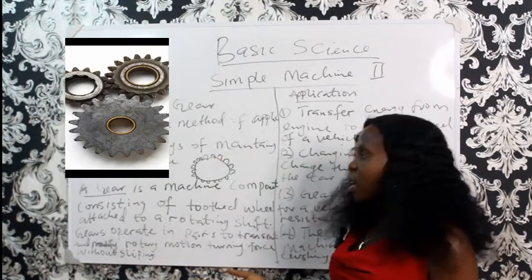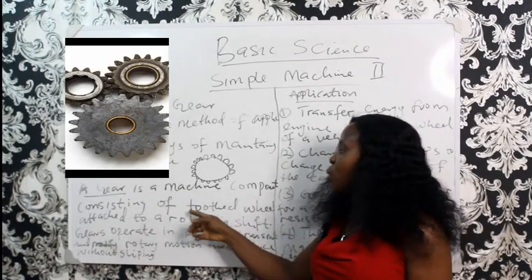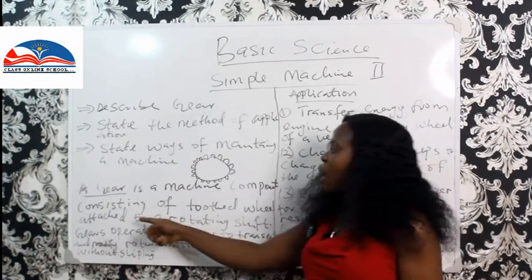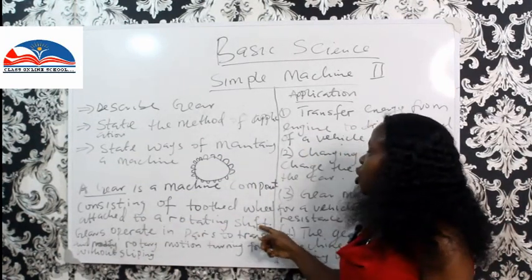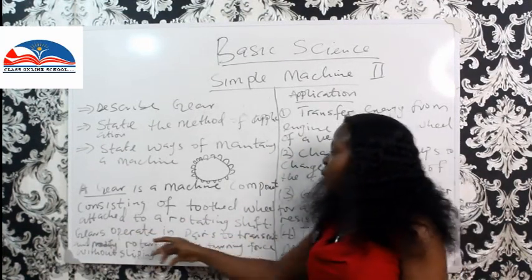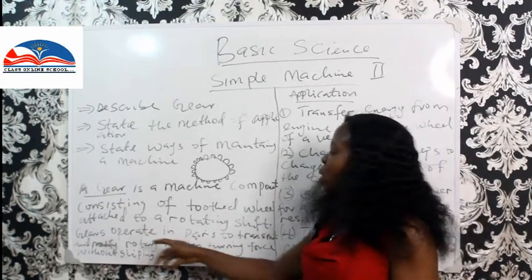So, what's a gear? A gear is a machine component consisting of a toothed wheel attached to a rotating shaft. Gears operate in pairs to transmit and modify rotatory motion and turning force without slipping.